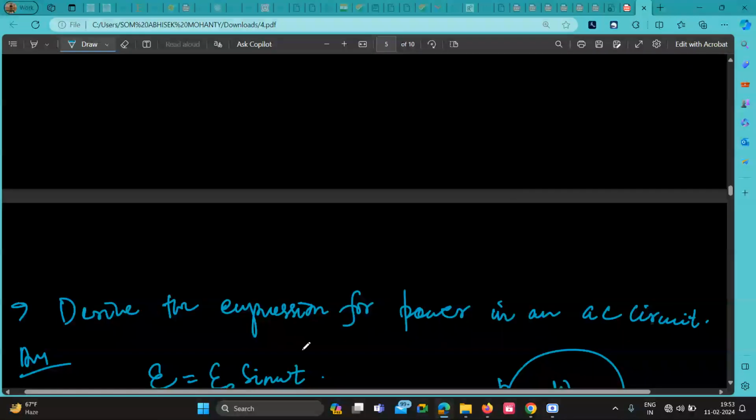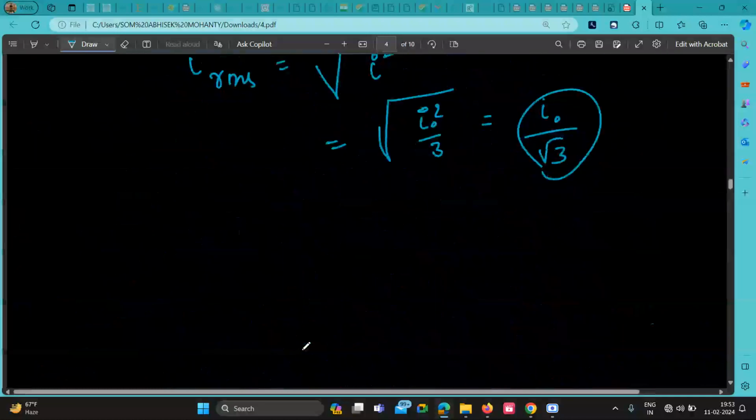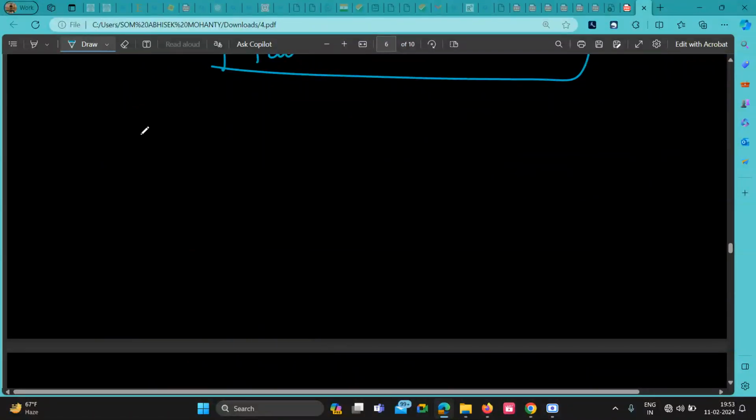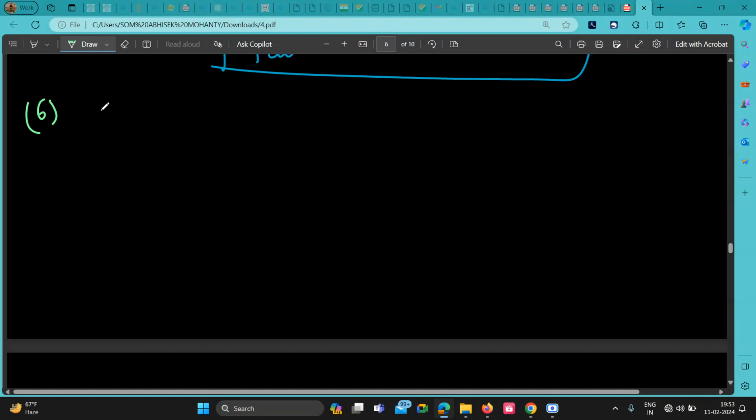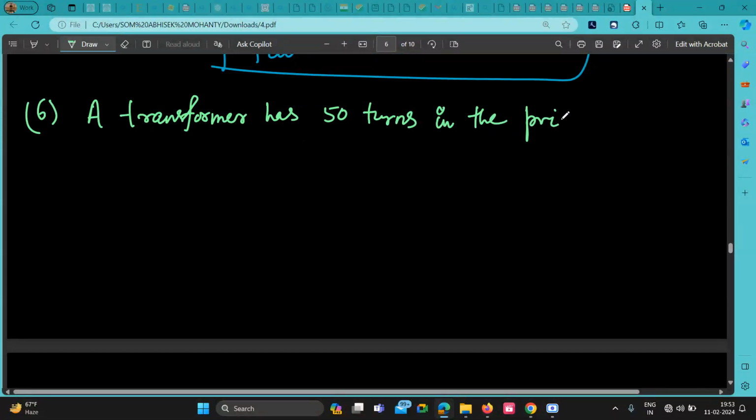Another question. Question 4, 5, 6. Question number 6. A transformer has 50 turns in the primary and 100 in the secondary.